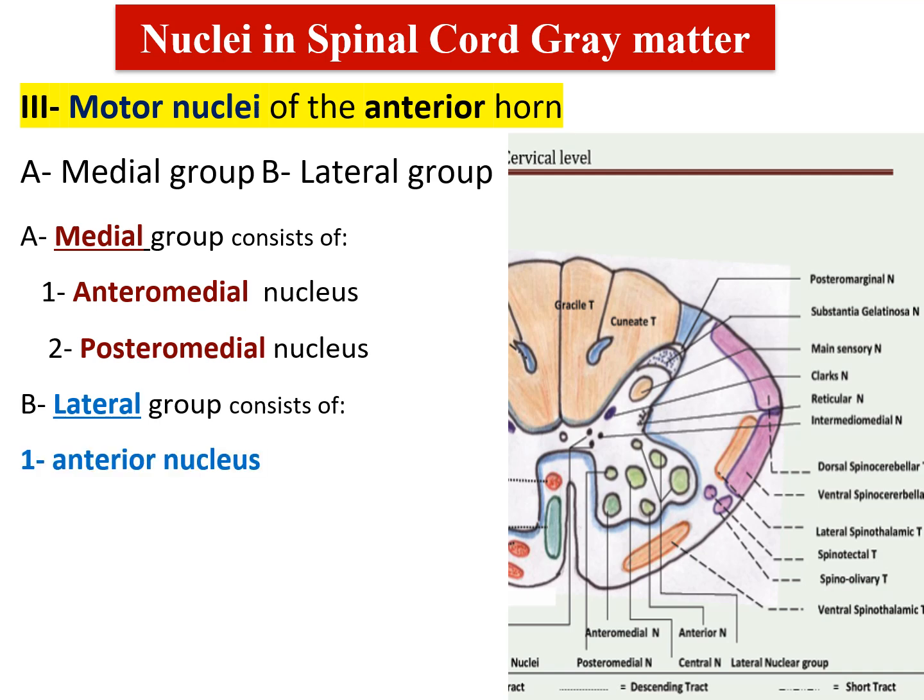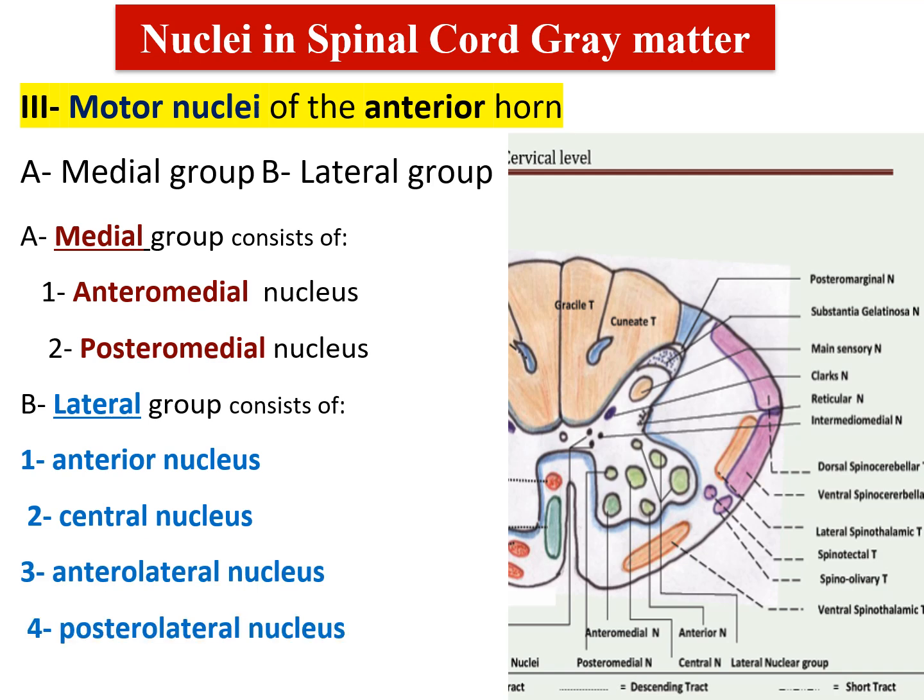What about lateral group? Lateral group consists of multiple nuclei, which are anterior nucleus, the most anterior one, central nucleus, which is present in between, then anterolateral nucleus, which is present anteriorly but on the lateral aspect of the anterior horn, then posterolateral nucleus, which is present posteriorly but on the lateral aspect of the anterior horn also, and the most posterior one, which is present posterior to posterolateral nucleus, is called retroposterolateral nucleus.